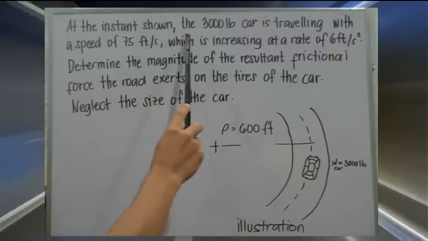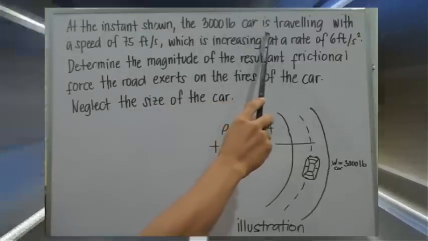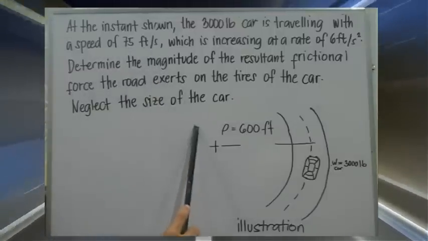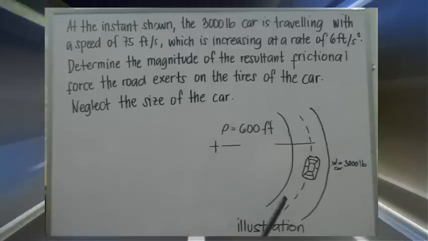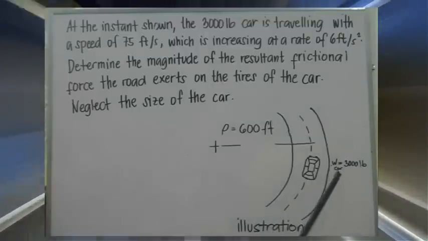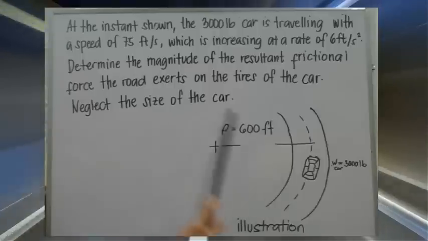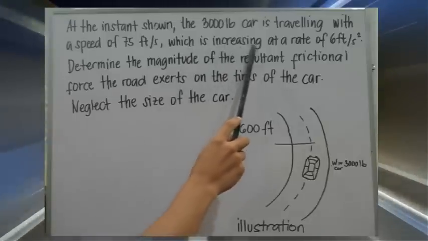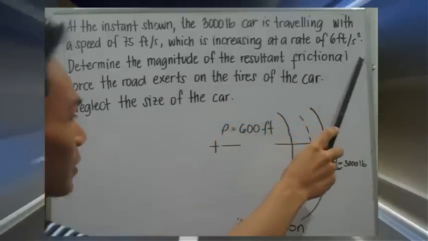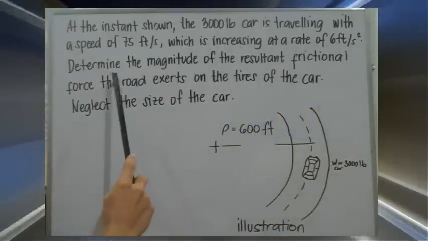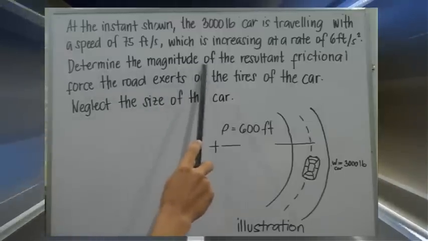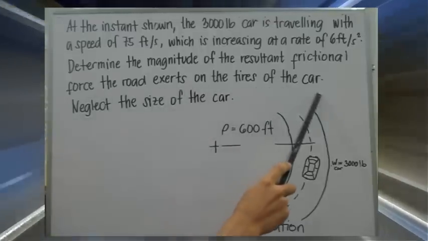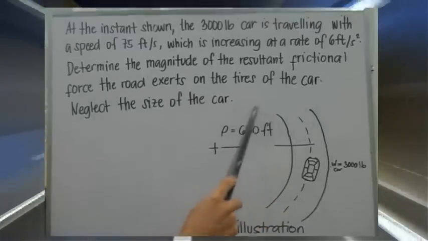In this instance shown, the 3,000 pound car is traveling with a speed of 75 feet per second. The illustration shows that this car weighs 3,000 pounds and travels with a speed of 75 feet per second, which is increasing at the rate of 6 feet per second squared. The question is, determine the magnitude of the resultant frictional force the road exerts on the tires of the car. Neglect the size of the car.